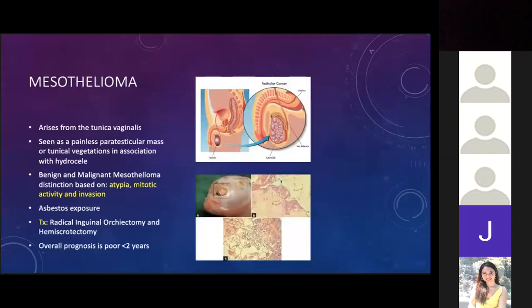Your mesothelioma arises from the tunica vaginalis, is seen as a painless paratesticular mass or tunical vegetations in association with hydrocele. It is usually benign, and malignant mesothelioma distinction is based on atypia, mitotic activity, and invasion. Most common risk factor is asbestos exposure, and treatment includes radical inguinal orchiectomy and hemiscrotectomy. Overall prognosis is poor, of less than 2 years.